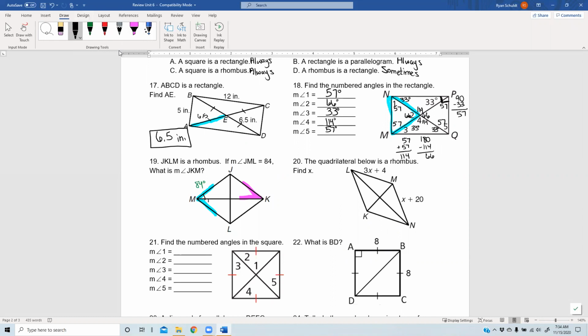They cut them in half. So divide 84 by 2, you get 42. So this one's 42, this one's 42. But also, since we have a rhombus here, these are congruent on the opposite side. So this is 42, this is 42. So what is the measure of angle JKM? 42 degrees.